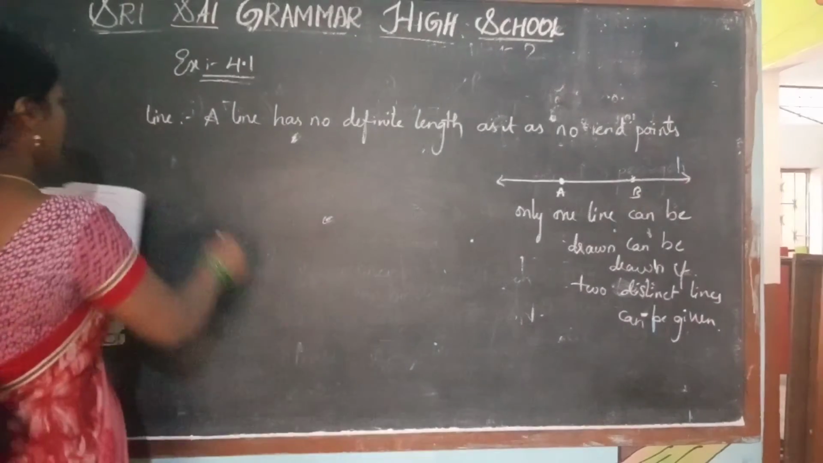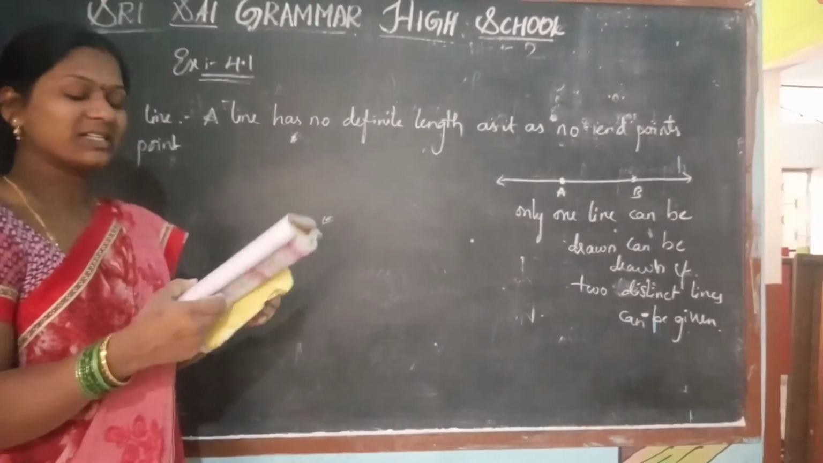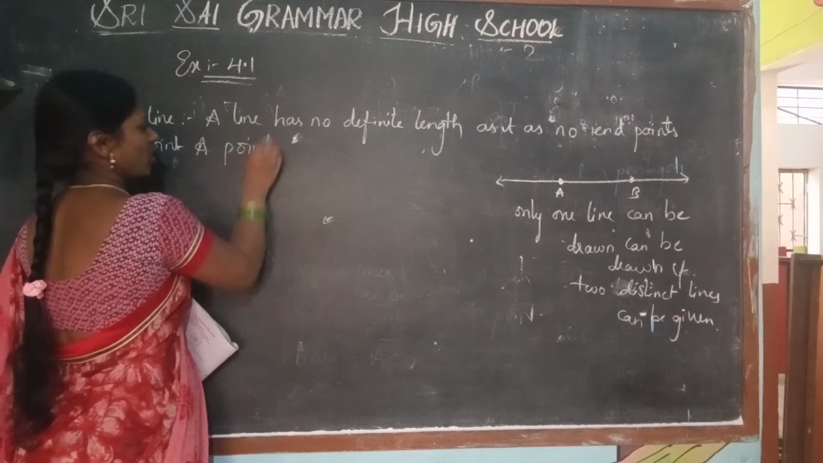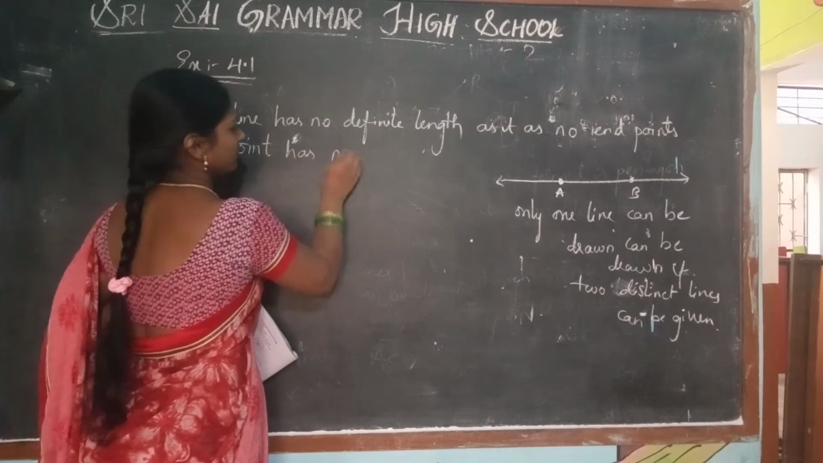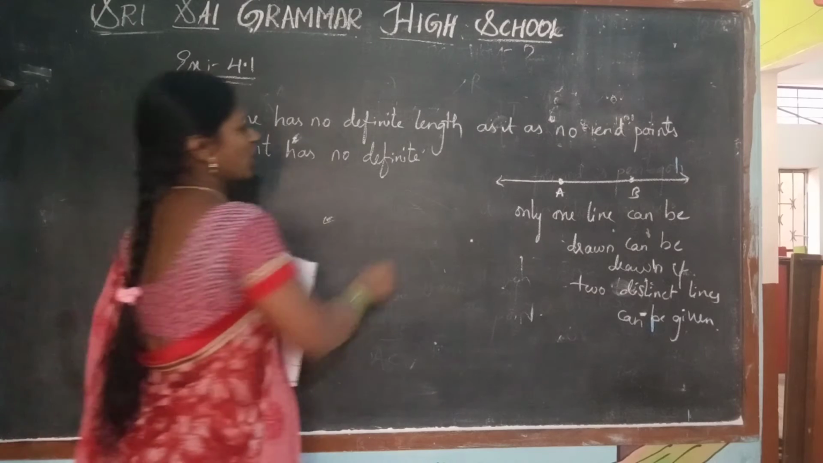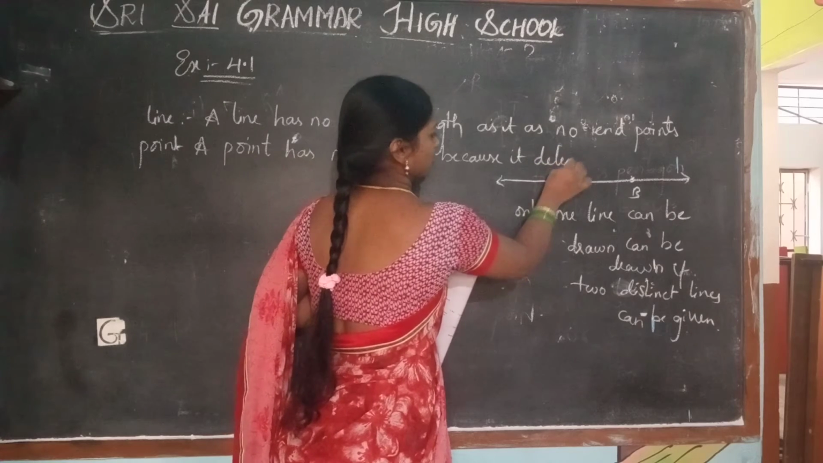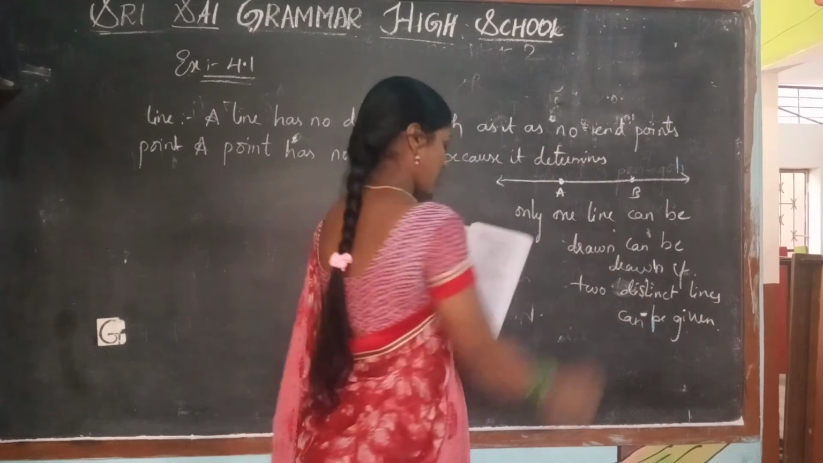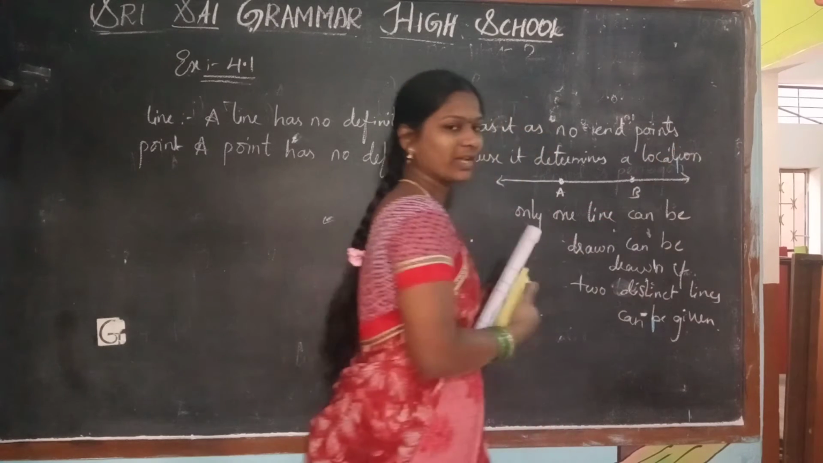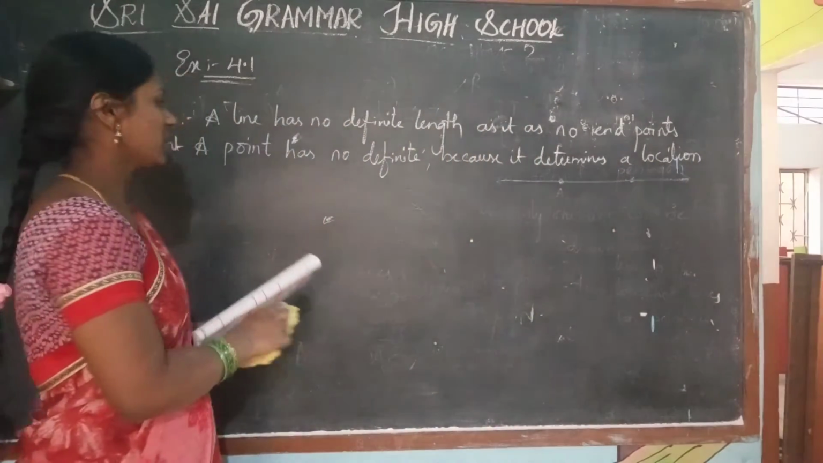Now, if the given is a point, a point has no definite length because it determines a location. A point has no definite length because it determines a location.